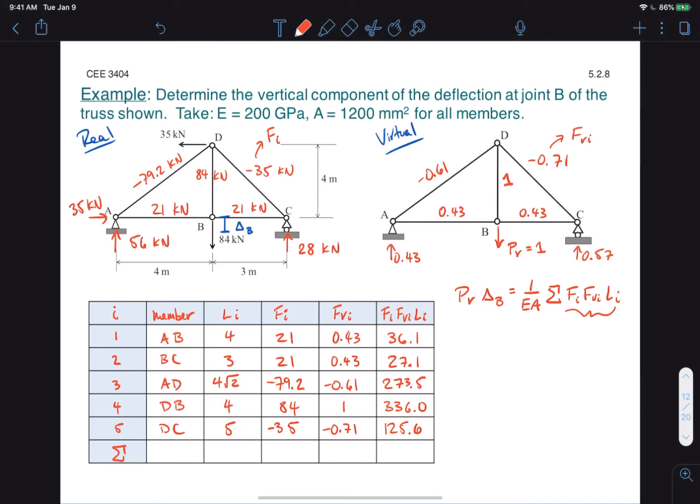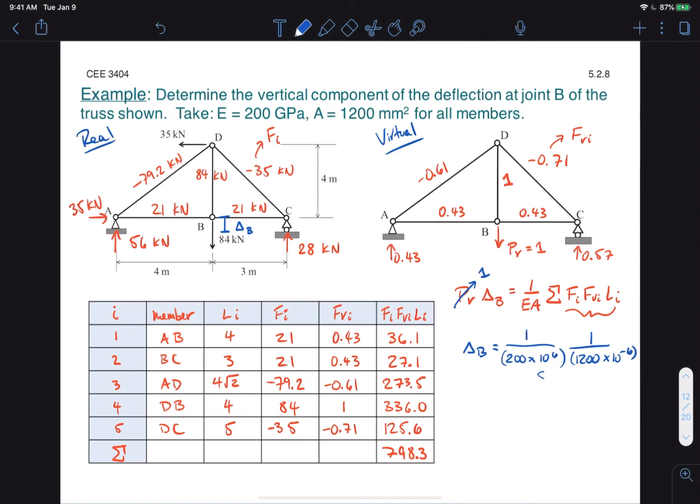So my last row will be the sum, and that'll be equal to 798.3. All right, so now it's a very straightforward process to apply this equation. PV is equal to 1, so I can get rid of that. And so I have delta B equal to 1 over 200 times 10 to the 6 for GPa times 1 over 1200 times 10 to the negative 6, converting to meters.